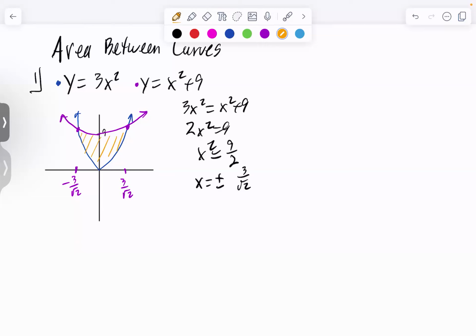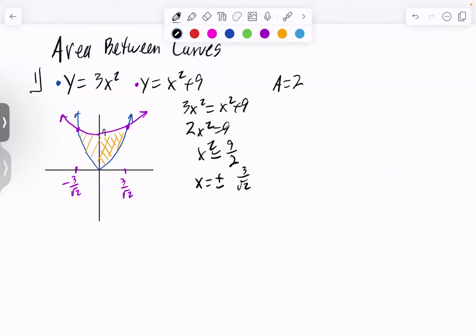I'm going to cheat a little bit. I'm going to only integrate from 0 to 3 over root 2, and I'm going to double that area, and that'll give me that left side of the area. This is what's called an even function, so we're allowed to do something like this. I won't get too in depth with that. What I'm going to do is set up my integral, and it's going to be the top function, which is the purple, and I'm going to double that.